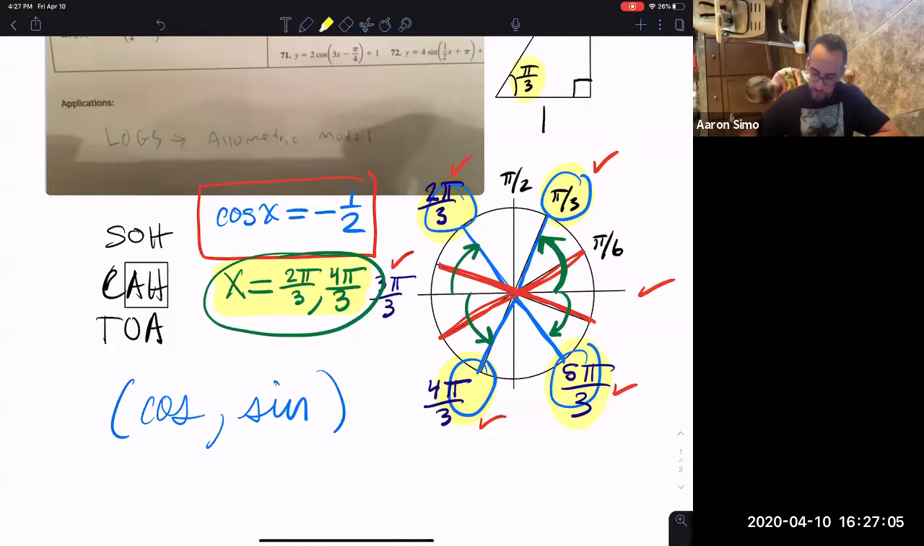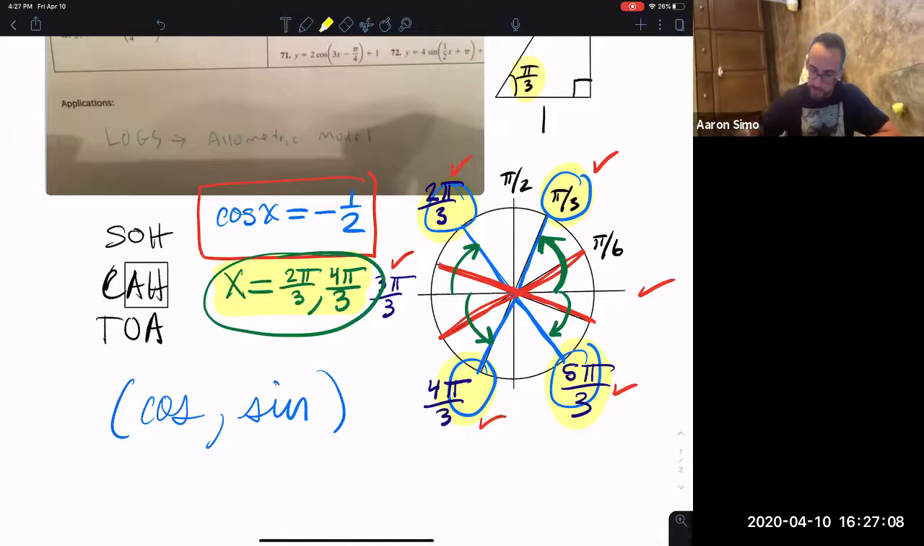Another thing that you can do is plug this in your calculator like this. Watch.